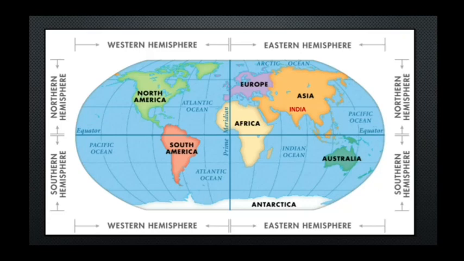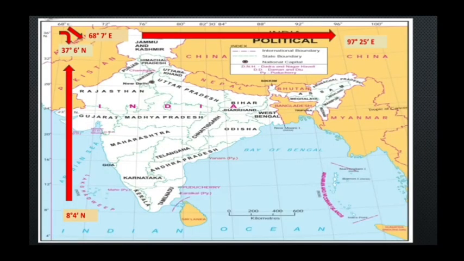So children, don't get confused. It is located in the southern part of the Asian continent and it is located in the northern and the eastern hemisphere. So now let us look at the map and find the extent of mainland India in degrees.